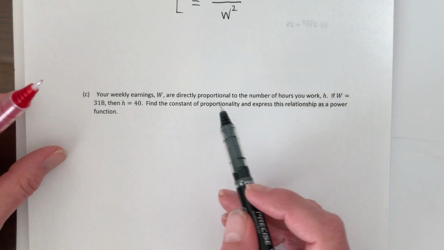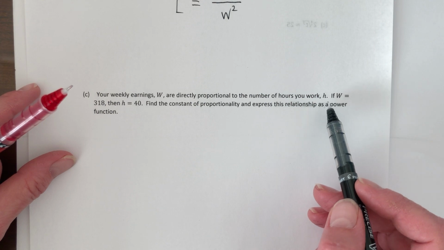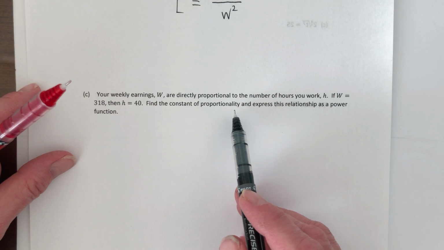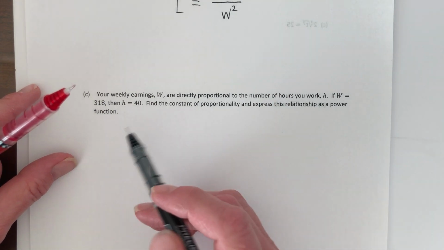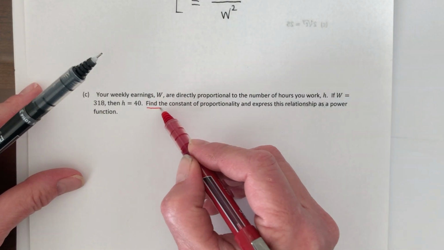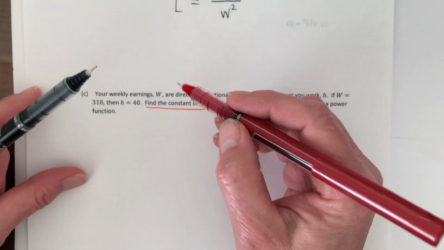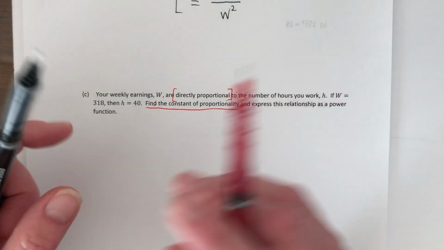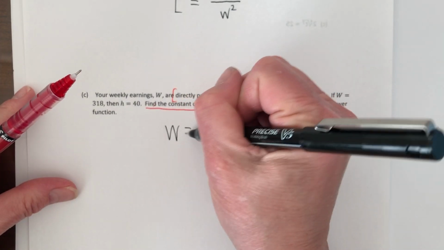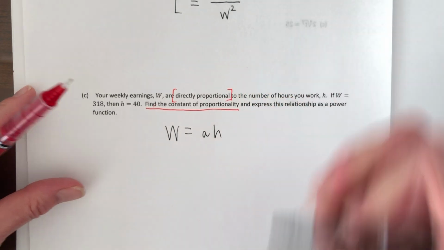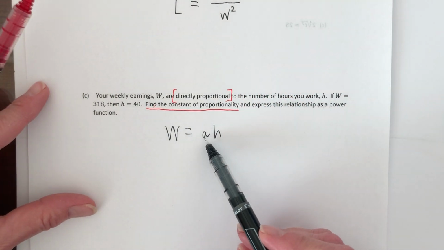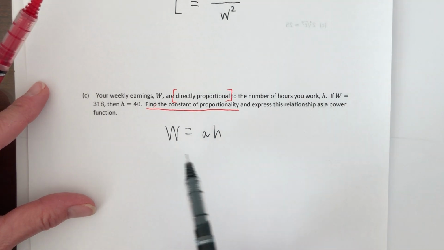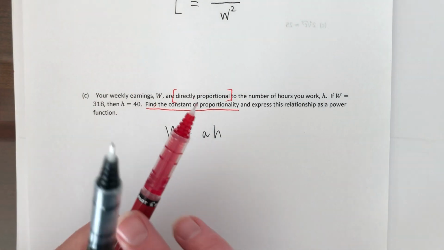Your weekly earnings W are directly proportional to the number of hours you work, H. If W equals 318, then H equals 40. Find the constant of proportionality and express this relationship as a power function. So the new thing here is we actually have to find the constant of proportionality, but we have all the pieces we need. Directly proportional. W is directly proportional to H. We just don't know this guy. But they do say that if W is 318, then H equals 40.